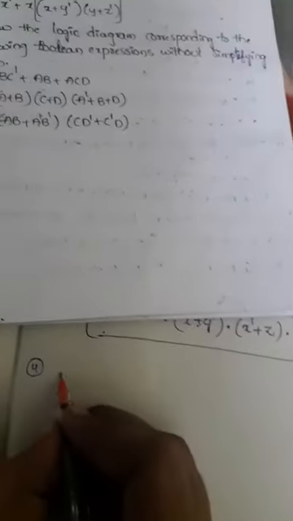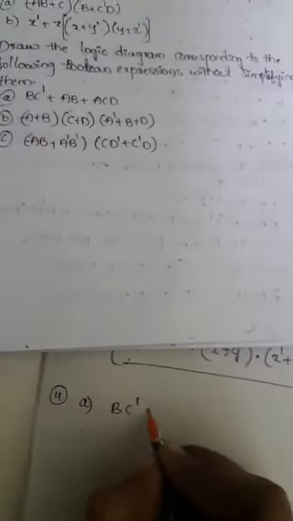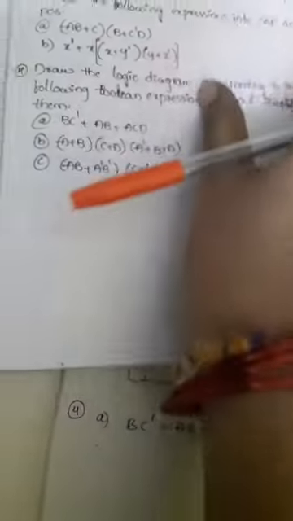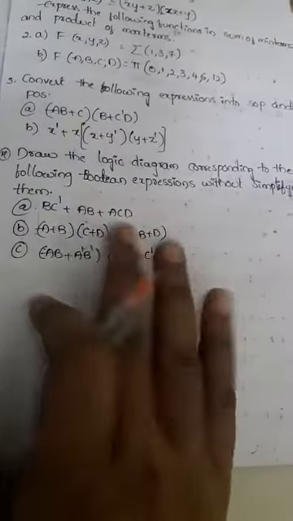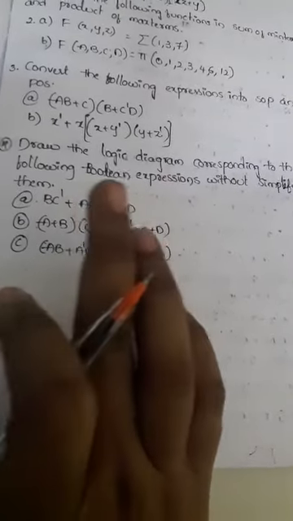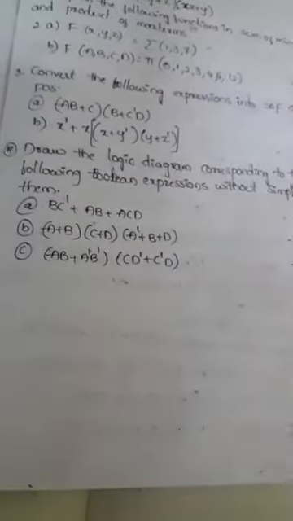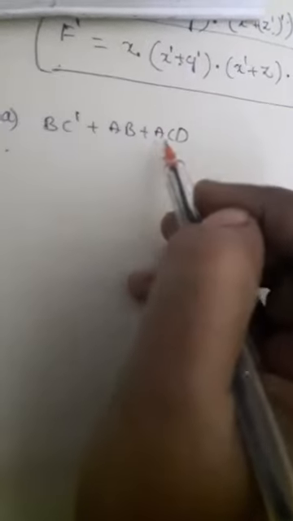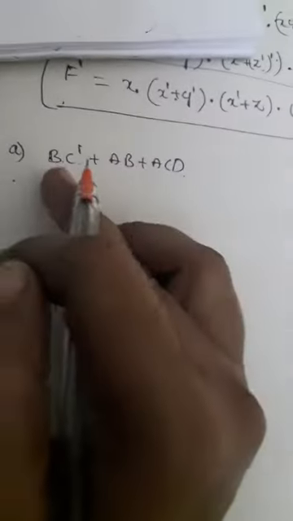Okay, so the first expression is BC complement plus AB plus ACD. Already they have given a minimized expression. So if you don't want to reduce the equation, directly based on whatever expression we have, we can draw this logic diagram. Here the first problem is BC complement plus AB plus ACD. How many variables do we have in total? Four variables, A, B, C, D. In between each term we'll have the product and sum, right?